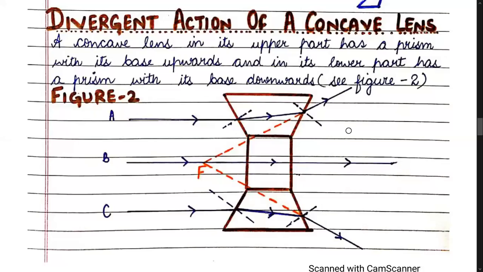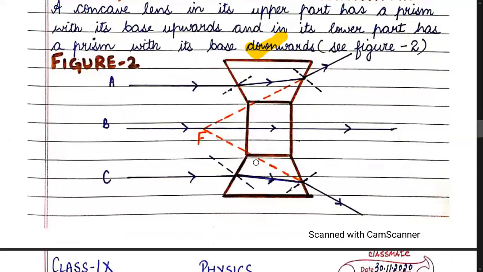Students, let us study the divergent action of a concave lens. Now, a concave lens in its upper part has a prism in inverted form. Inverted form means its base is upward, while in the lowest part it has a prism with its base downwards. So again we are having two prisms kept at the extreme ends, and in between the prisms we are having a glass slab.